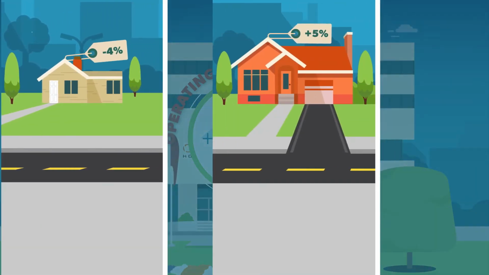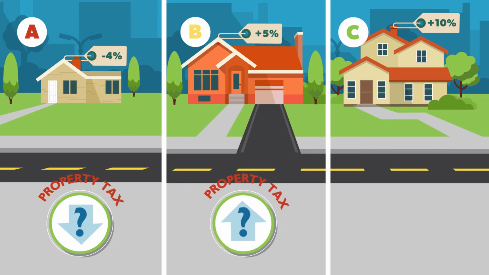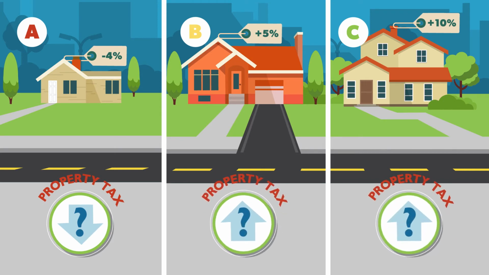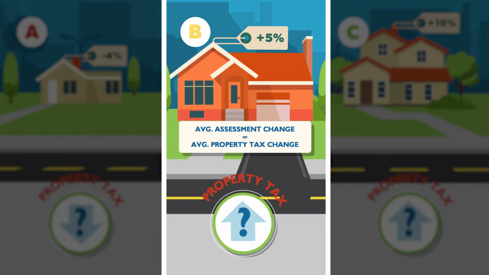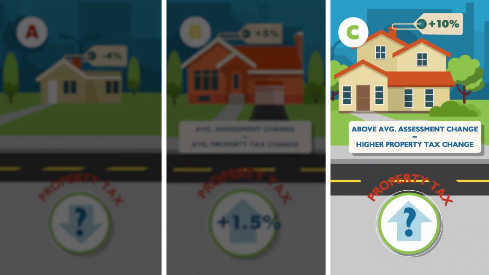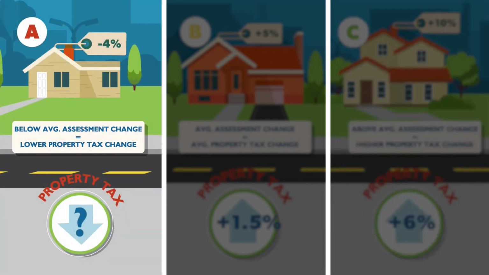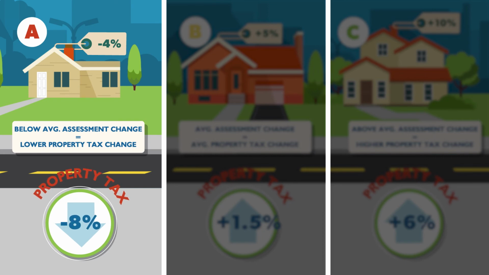This does not mean every taxpayer sees the same 1.5% change in their taxes. It depends on how your property increases or decreases in assessed value relative to the rest of Cochrane. The house that appreciates at the same rate as the average will expect to see a 1.5% increase in their taxes. The house that increased more than average in assessed value will see a larger than average tax increase. Despite the tax rate increase, the house with a lower than average assessment change will actually see a tax decrease because its value decreased while most others increased.